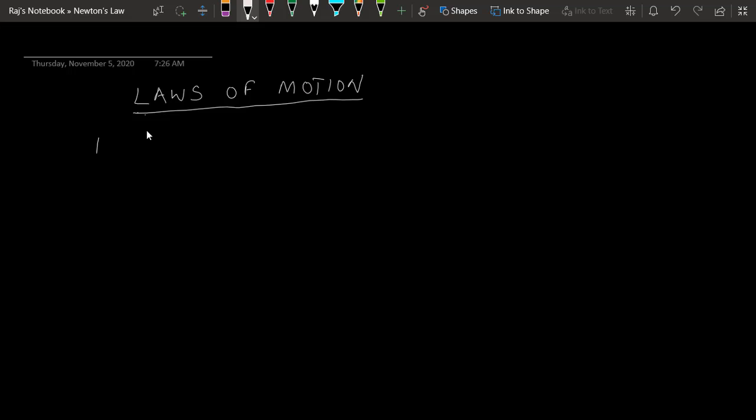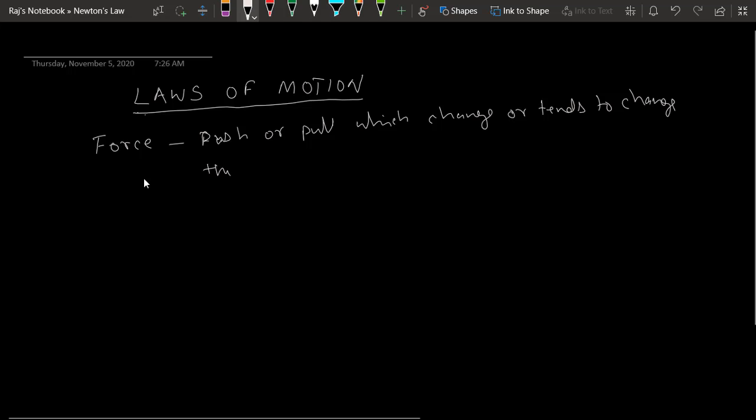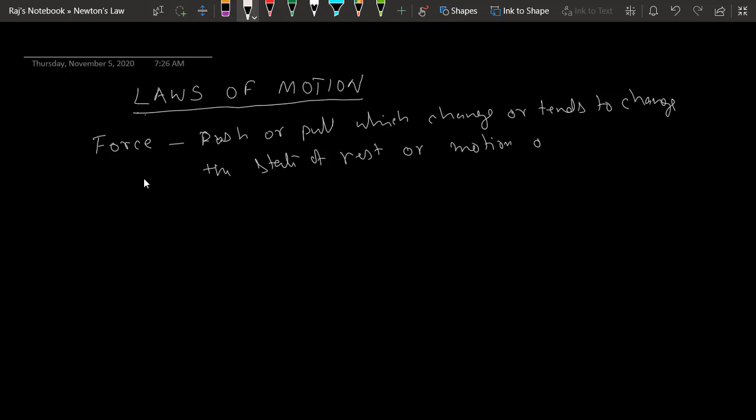Force is defined as a push or pull which changes or tends to change the state of rest or motion of a body.